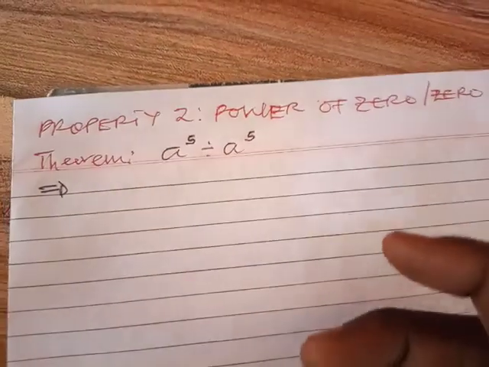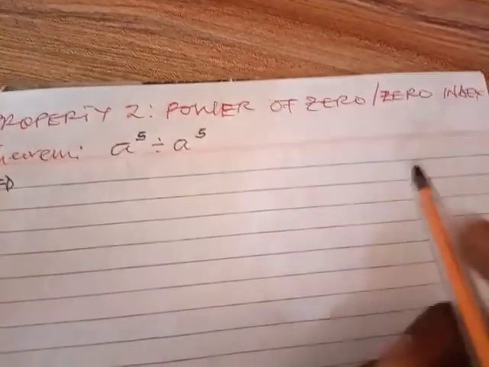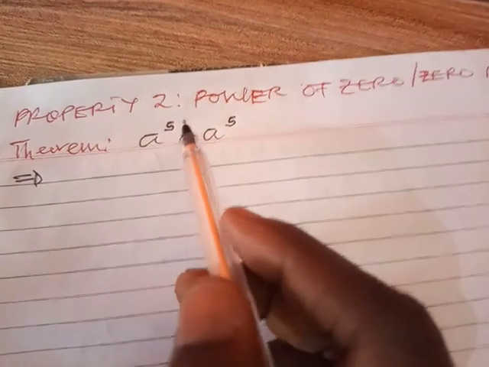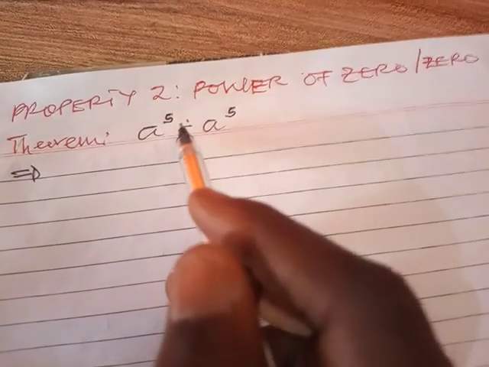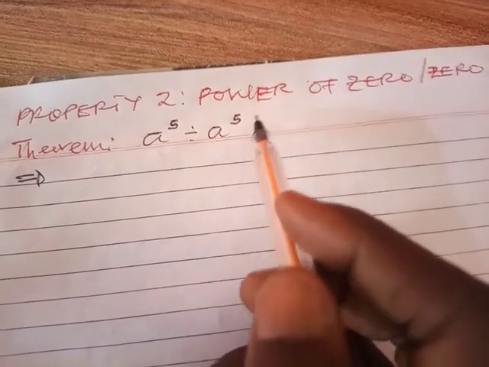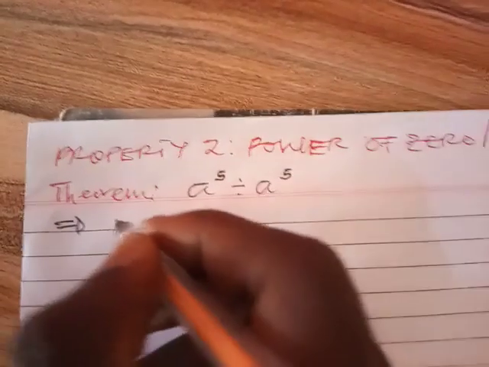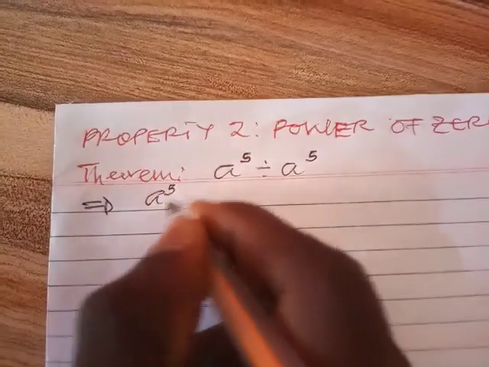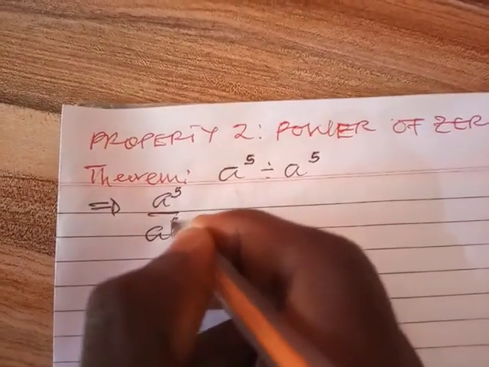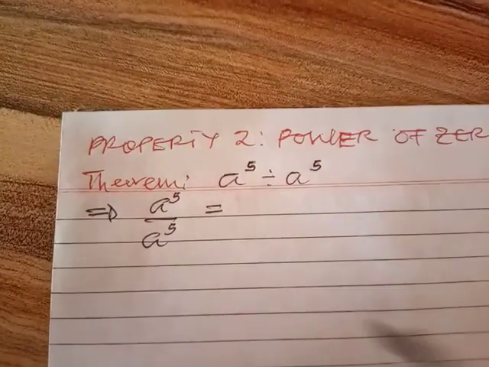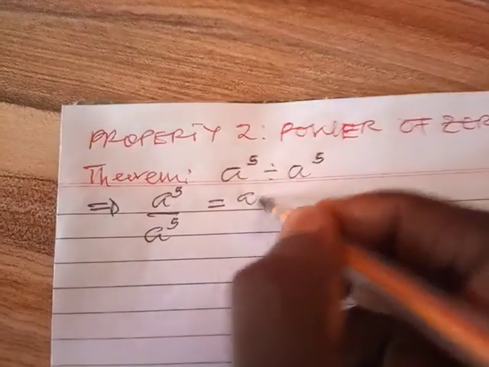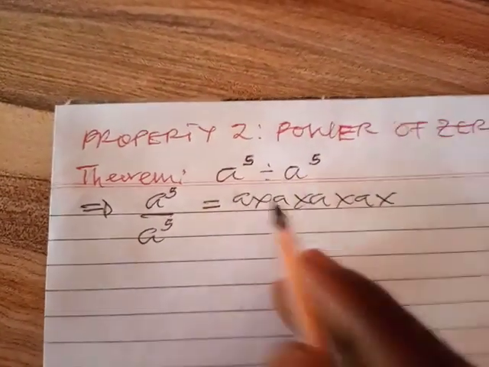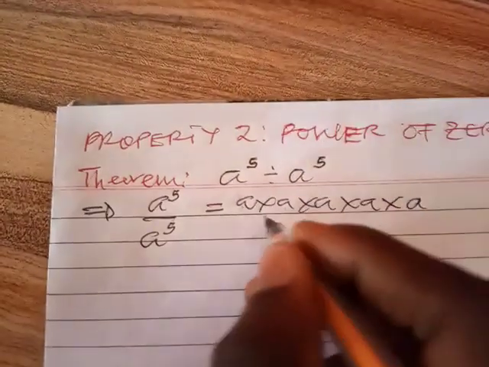Now the next property I call the power of 0, or zero index. The theorem says that if you have any number with exponent 5 divided by another number with exponent 5, that's a^5 over a^5. Now a^5 is the same as a multiplied by a multiplied by a multiplied by a multiplied by a. You have 1, 2, 3, 4 and the last a.